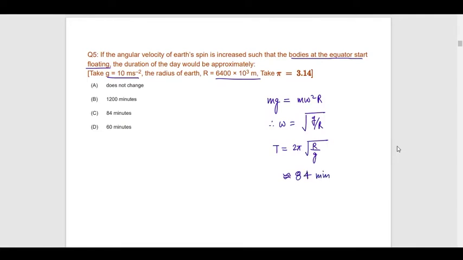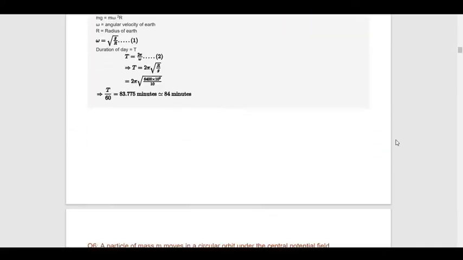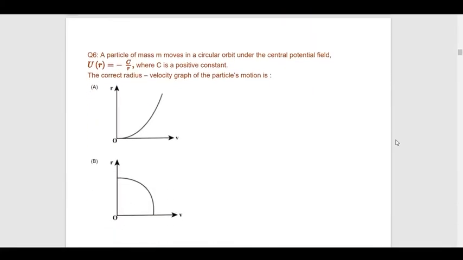If you calculate it, you will get option C as the correct answer. So let's observe the next question. It says that a particle of mass m moves in a circular orbit under a central potential field given by this value, where c is a positive constant. So the question asks: what is the correct radius-velocity graph of the particle's motion?